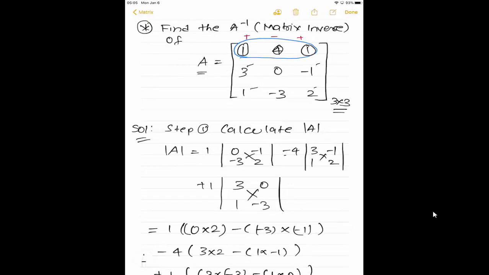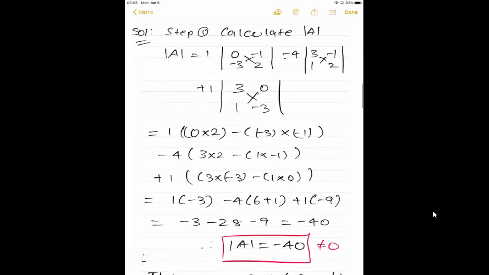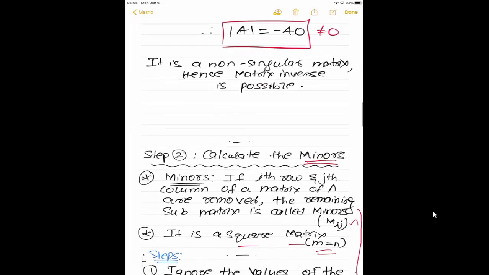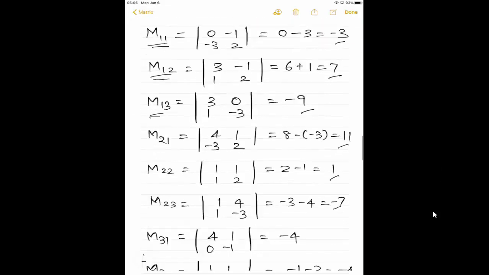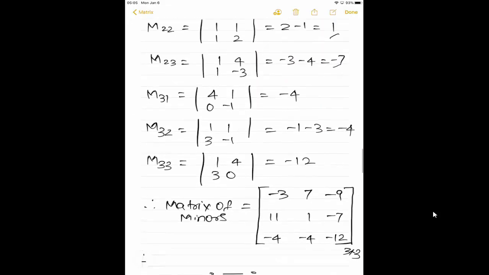We have completed two steps. One is to calculate the determinant, and the second step is to calculate the matrix of minors. Still we have to complete 3 more steps, and it's a long process. So rather than making a lengthy video, I will split finding the A inverse into 2 parts.